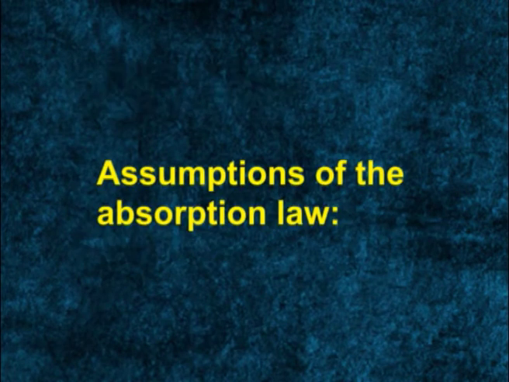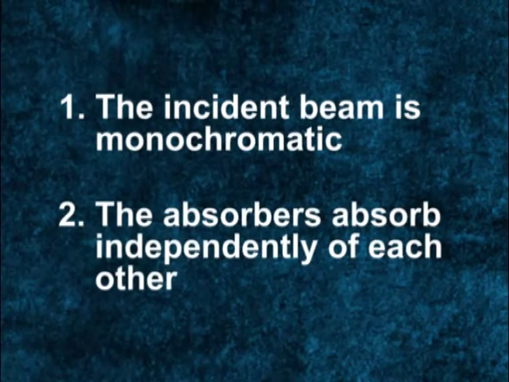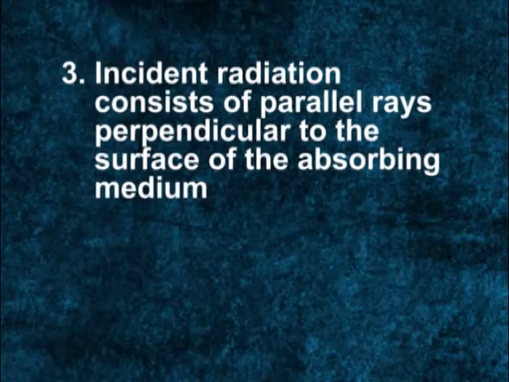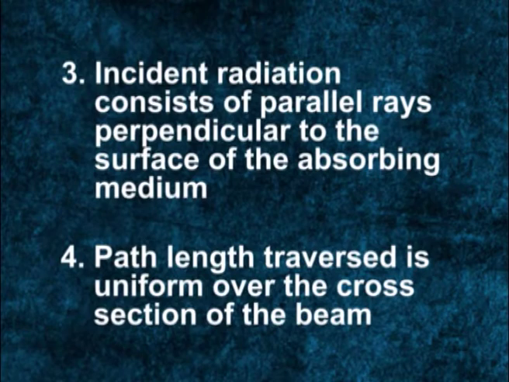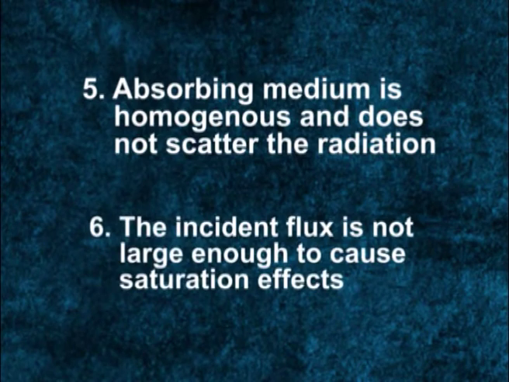Assumptions of the absorption law. The incident beam is monochromatic. The absorbers absorb independently of each other. Incident radiation consists of parallel rays perpendicular to the surface of the absorbing medium. Path length traversed is uniform over the cross section of the beam. Absorbing medium is homogeneous and does not scatter the radiation. The incident flux is not large enough to cause saturation effects.